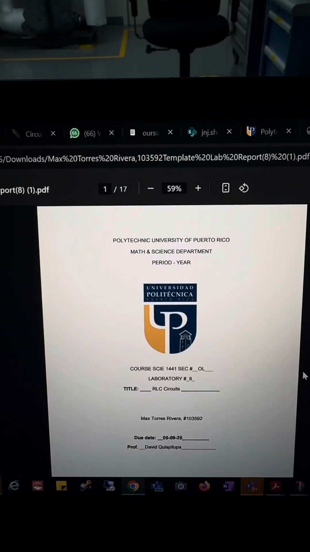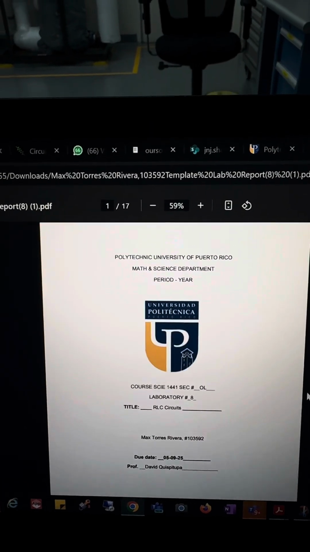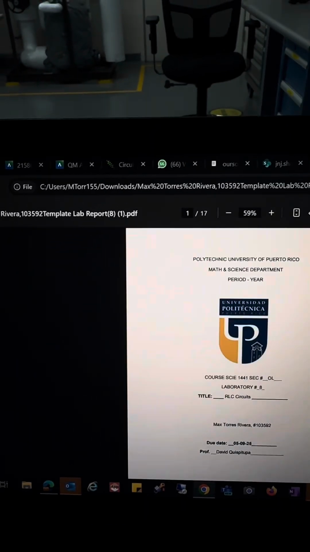My name is Max Torres Rivera, and I'm a student from Physics Lab 2, known as SCI 1441 OL. The lab experiment we are doing is the RLC circuits lab number 8.